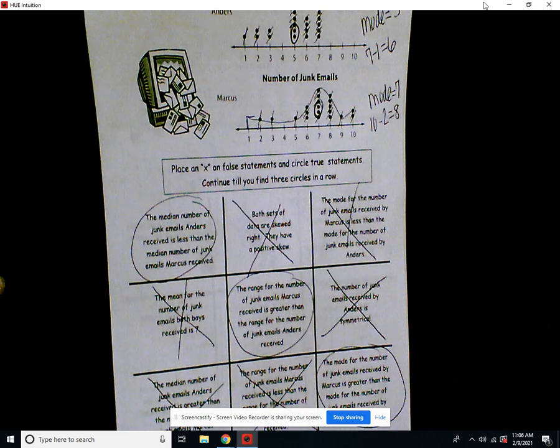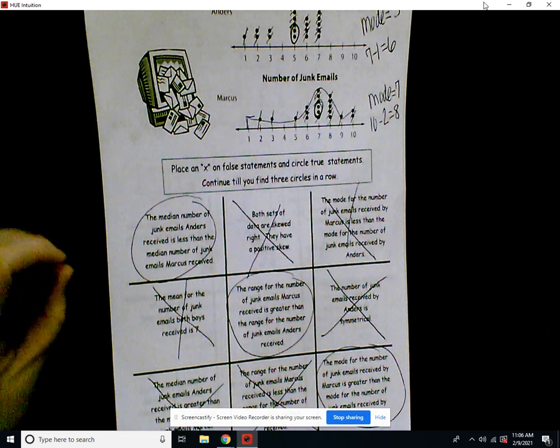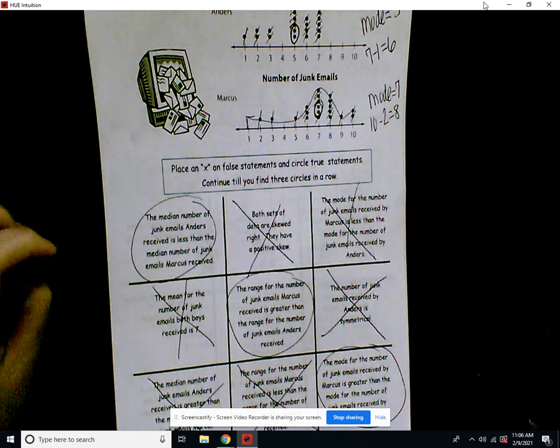All right, so those of you that are in class, you're going to do dot plot 2 and dot plot 4. And for those of you, after you finish all of this, you will work on your homework.